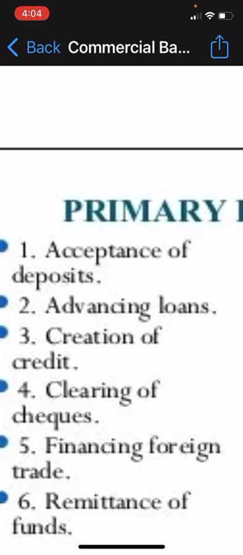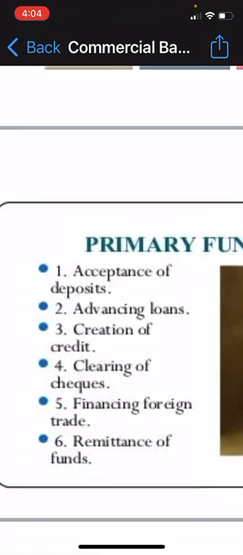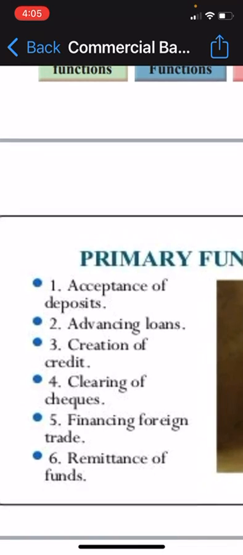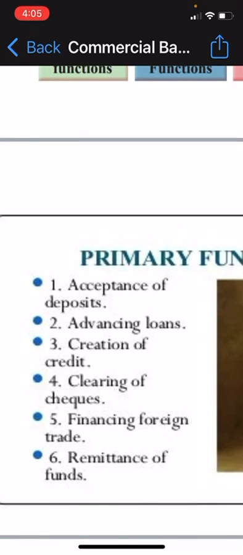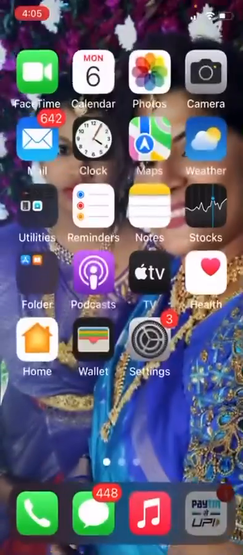So that was about the primary functions, dear students. Tomorrow I'll be taking up the secondary functions. Hope you all understood.